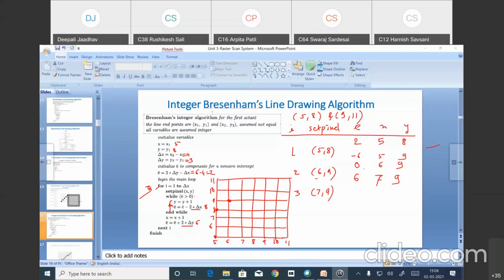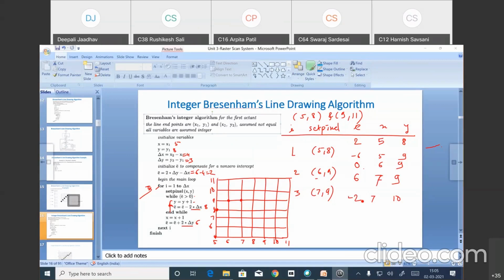Third is 7, 9. After 7, 9, again, next E is greater than 0. Yes, E is greater than 0. Its value is 6, so increase the value of Y by 1. It becomes 10. E is equal to E minus 2 delta X. 6 minus 8 becomes minus 2.